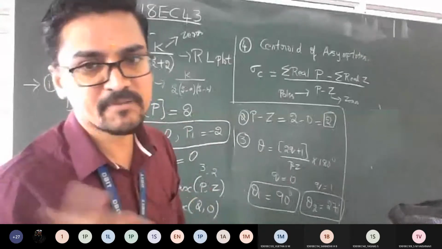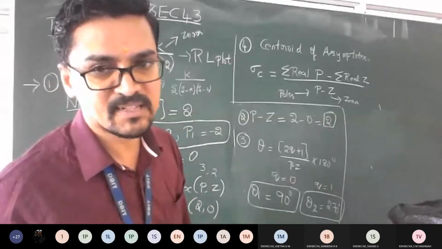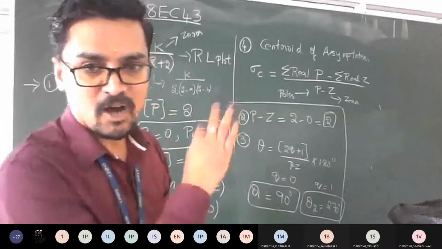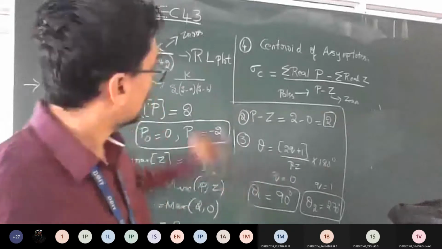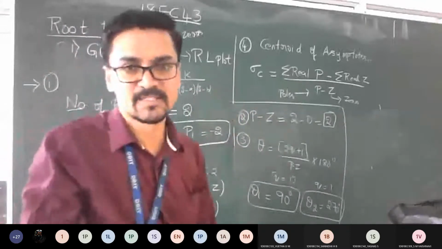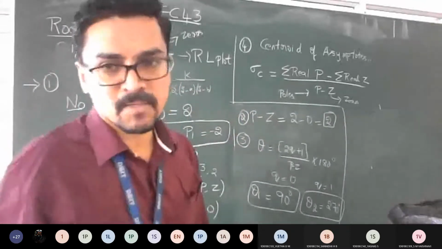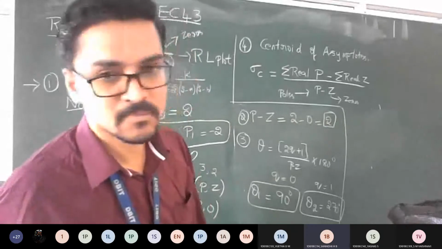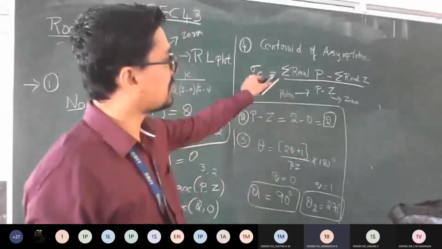Only variation will happen if your step number 7 comes. Otherwise, angle of departure and angle of arrival won't be there. All steps are the same thing, only the question will keep changing. Is it okay? Shall we proceed to step number 4? Yes, sir. Good. So step number 4 I kept as it is.